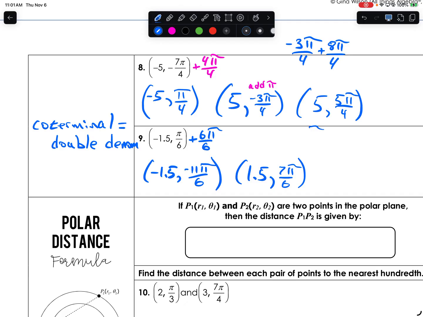Okay? Now I want my second positive, so I need coterminal. What do I do? Double the denominator. So I have 1.5. And if I double the denominator, if I were to add right here 12 pi over 6, I'd be off the unit circle, right? So I want to subtract 12 pi over 6. So 7 pi over 6 minus 12 pi over 6. So 7 minus 12 is negative 5 pi over 6.